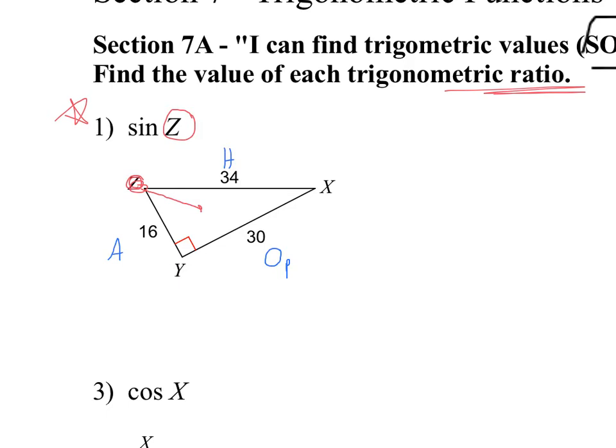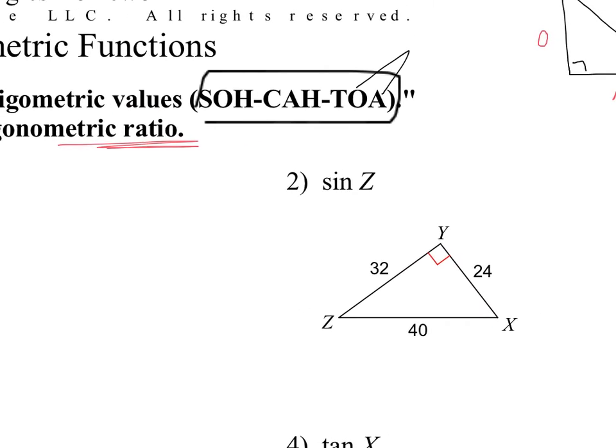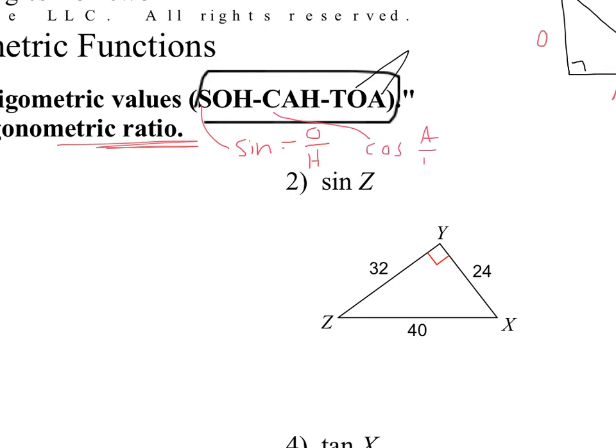Now, they say to use sine, and this is where SOHCAHTOA comes in handy. Sine is a ratio of opposite over hypotenuse. Cosine is a ratio of adjacent over hypotenuse, and tangent is a ratio of opposite over adjacent. So since they say sine, we're going to look for O over H.